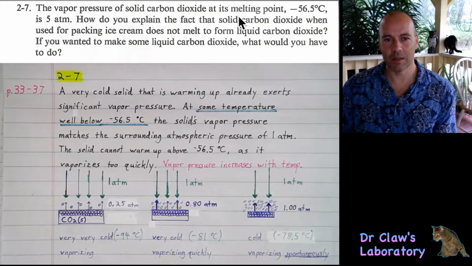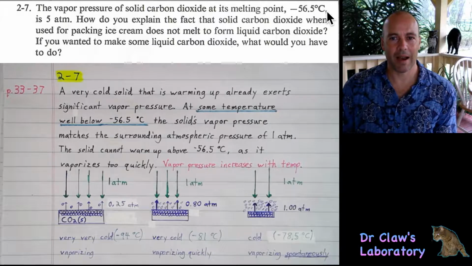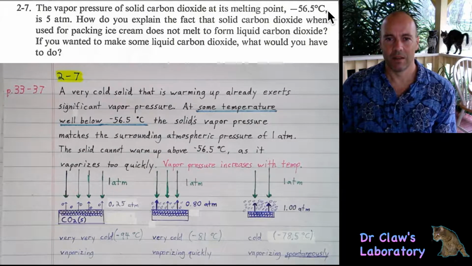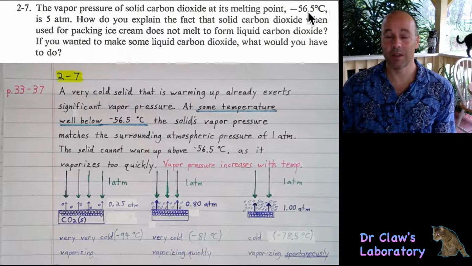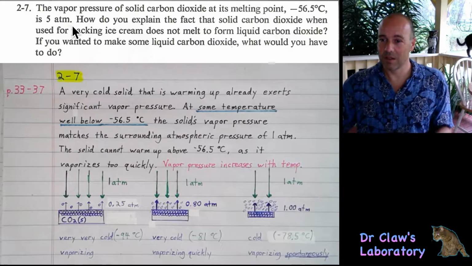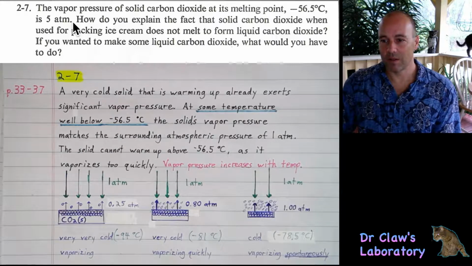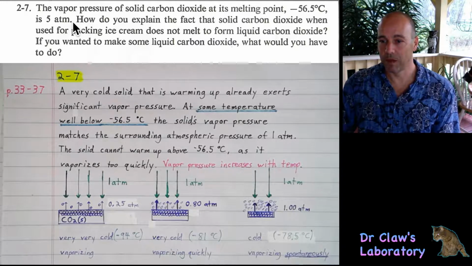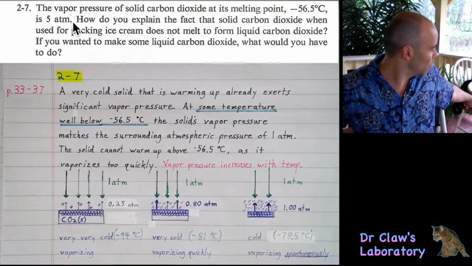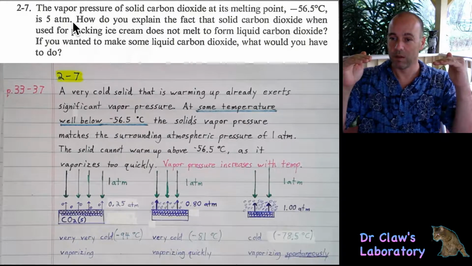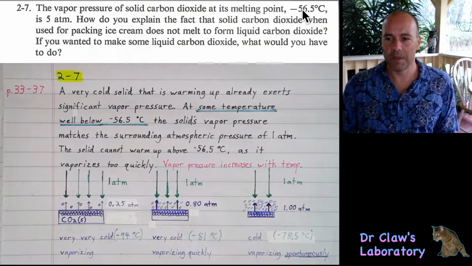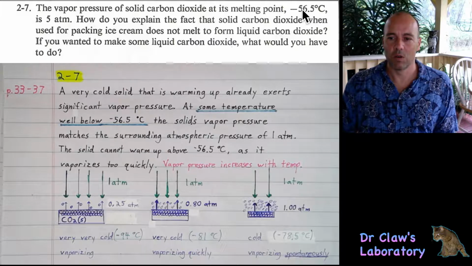The key to answering this and understanding it is the high vapor pressure of the solid. Solid carbon dioxide, when it reaches its melting point of negative 56.5 Celsius, will have a vapor pressure of 5 atmospheres. That's really high. You should understand that vapor pressure depends on temperature, and at hotter temperatures the vapor pressure is higher. So that means at a temperature much lower than negative 56.5 degrees, the vapor pressure was already 1 atmosphere.